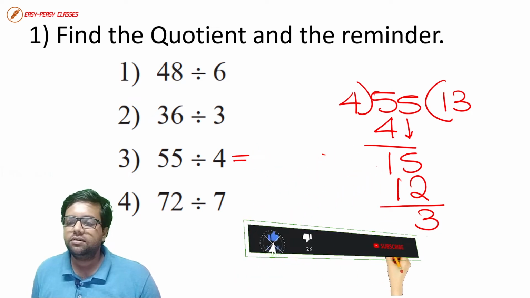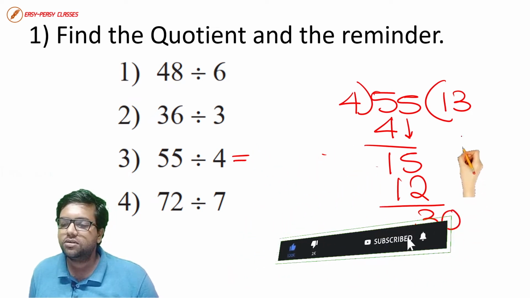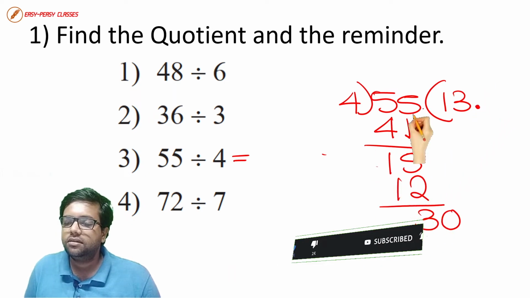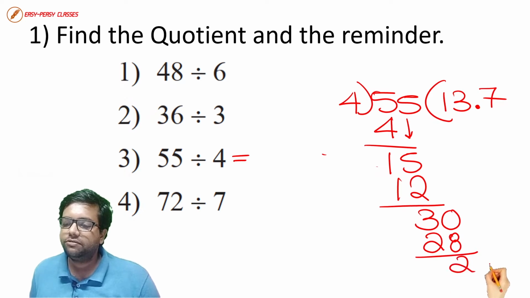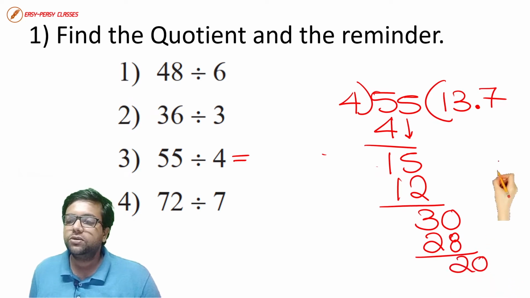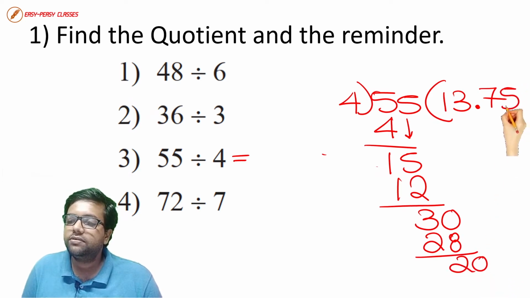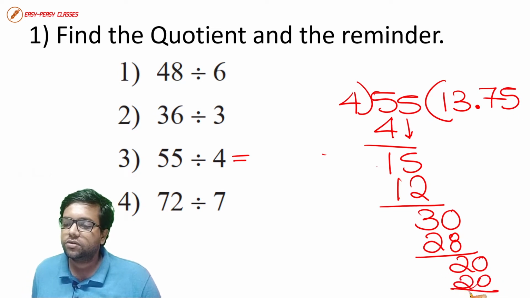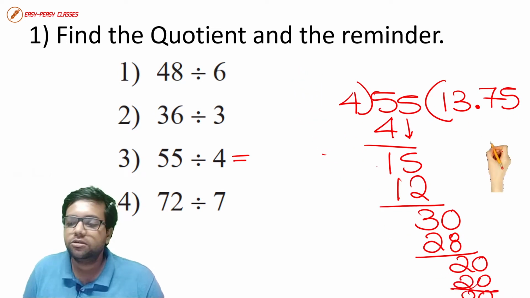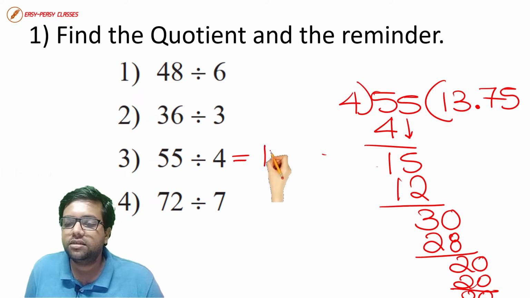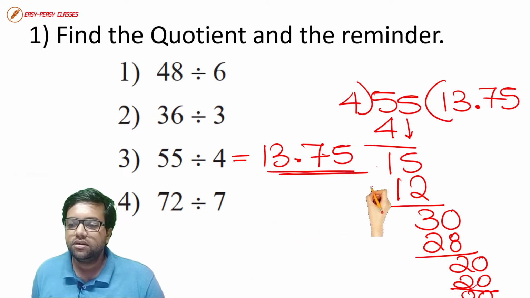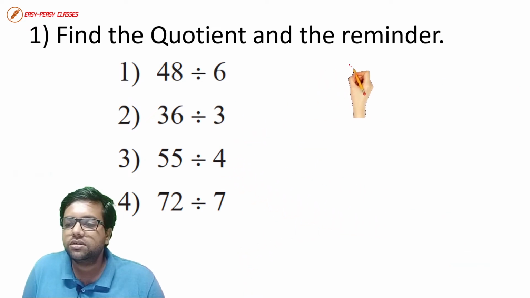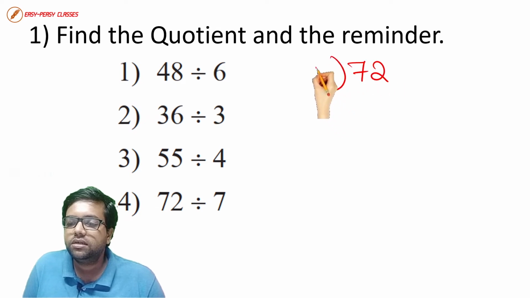But in case if you want to go on further with a 0, then you can place a 0, put a point, then 4 sevens is 28. You are left with 2. You will place one more 0, and 4 fives is 20. So you are left with a remainder 0. So by now you can write this value as 13.75. Okay, let us do the last question, that is 72 divided by 7.